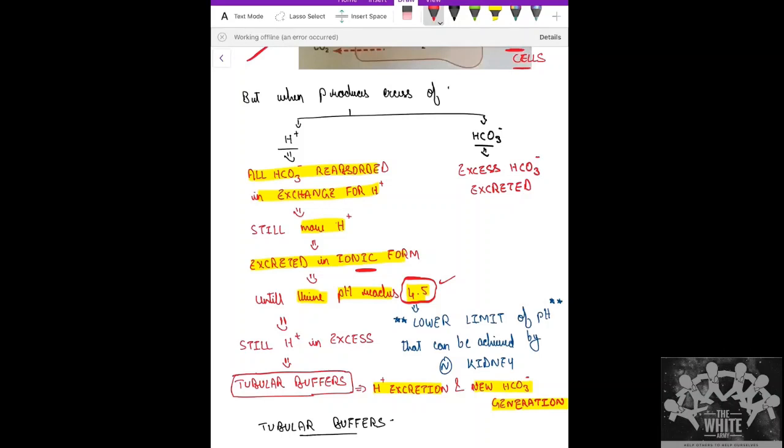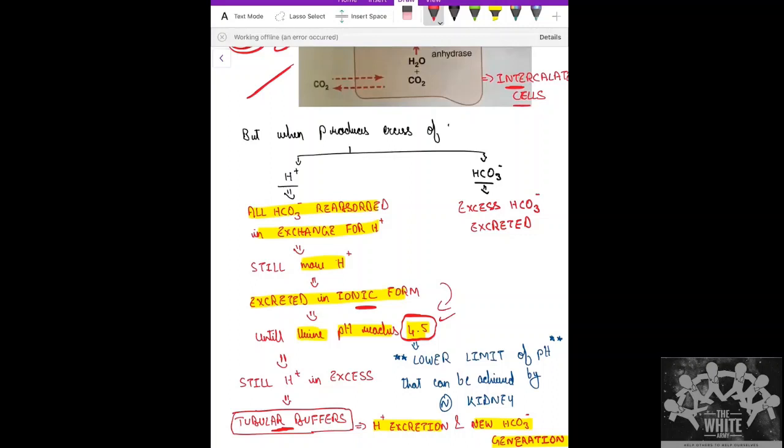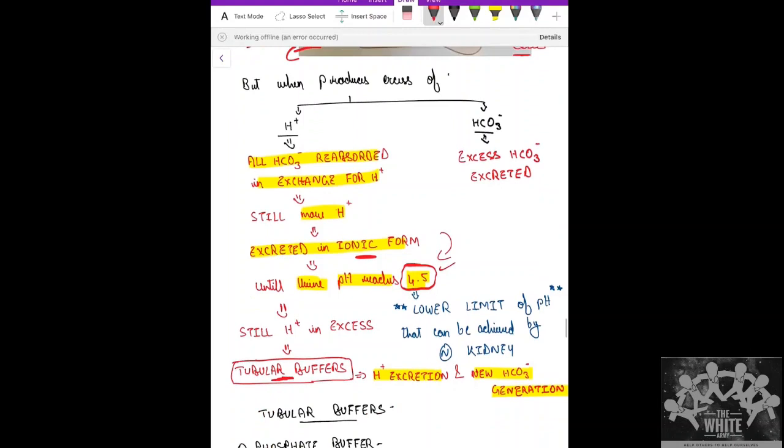To prevent this, we have something called tubular buffers. They do not change the pH so drastically, so a large amount of H plus can be excreted using these tubular buffers. To maintain normal physiology, this HCO3 minus reabsorption was enough. But there is acidosis, so we need more H plus to be excreted. That time tubular buffers come into the picture. They cause H plus excretion and new HCO3 minus is generated.